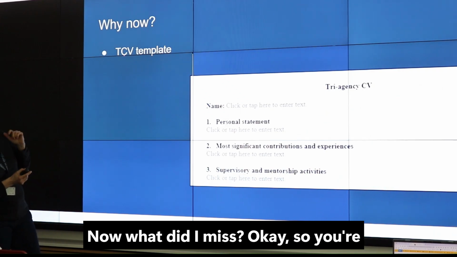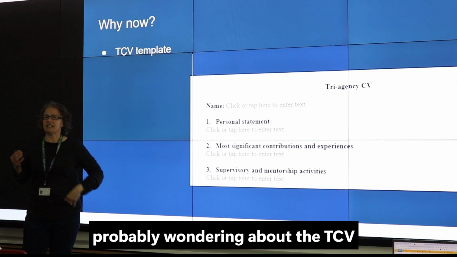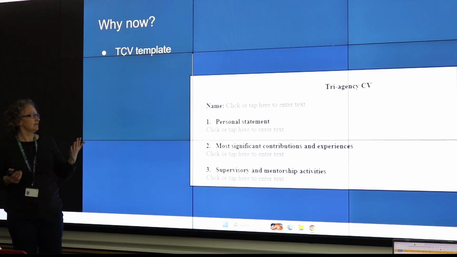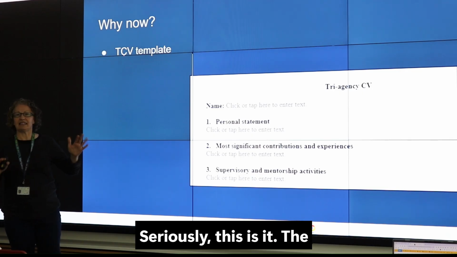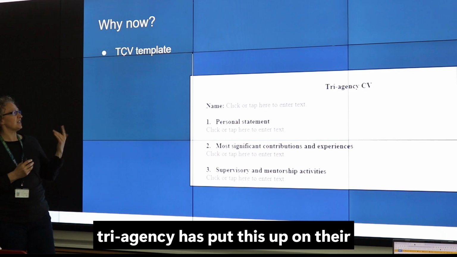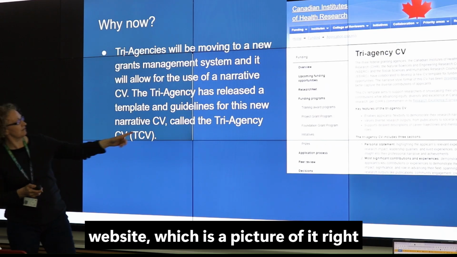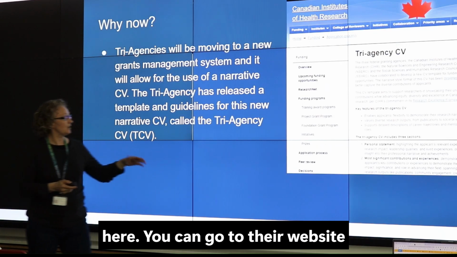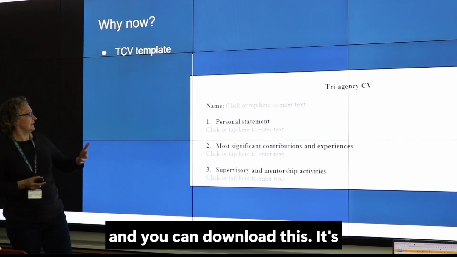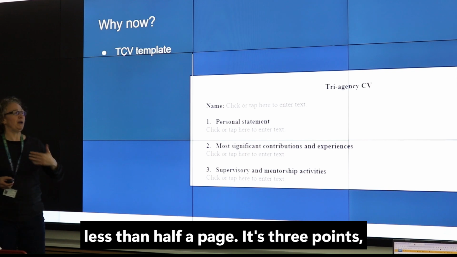Now, what did I miss? Okay, so you're probably wondering about the TCV template. Do we have the information on it right now? This is what we've got. Seriously, this is it. The tri-agency has put this up on their website, which is a picture of it right here. You can go to their website and download this. It's less than half a page.